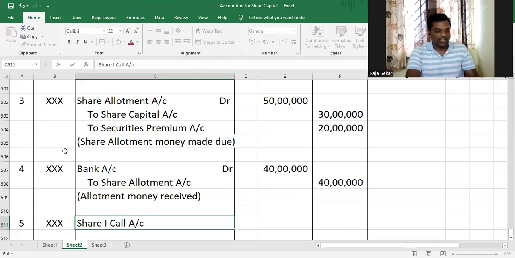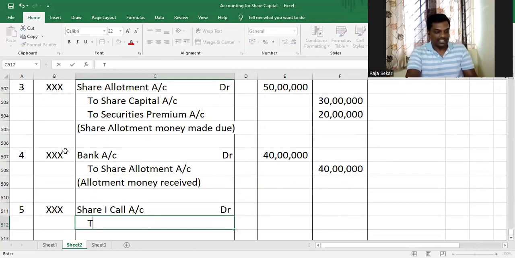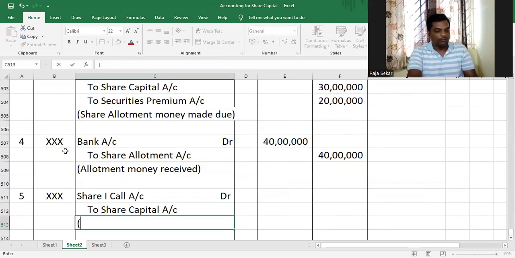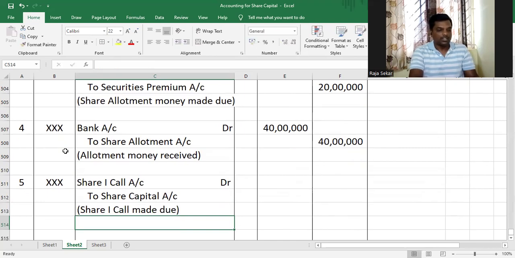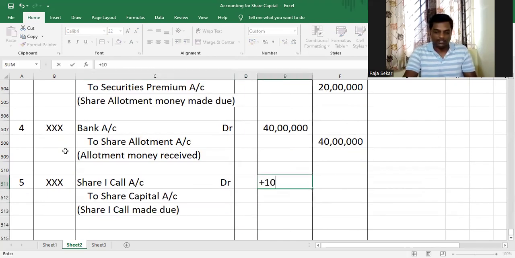Share first call account will then be debited because that is the next thing that the company has to do after receiving the allotment money. Share first call account debit to share capital account. You're making the first call due, and that will be made due for the entire 30 rupees per share on 1 lakh shares. Share first call made. So that will be, my dear children, 1 lakh into 30.